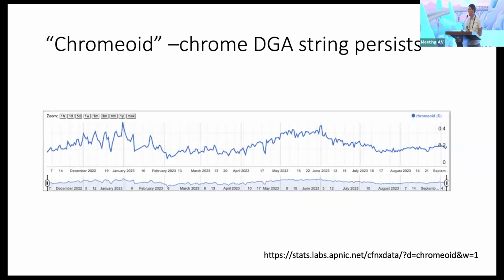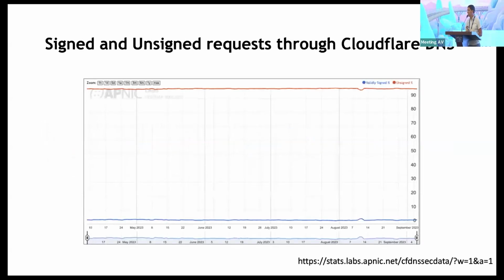Some other data points that people have had concerns about in the past, and that we can observe from this data feed, are the Chrome domain generation algorithm names that they send out to see if anyone is messing with the client's DNS. At least at this resolver, the percentage of queries related to that is around 0.2%, varying a little bit up and down. So it continues to be present, but doesn't seem to be a significant signature.